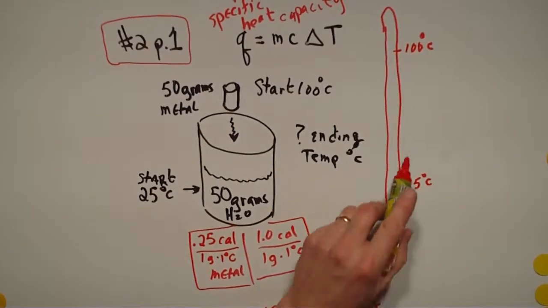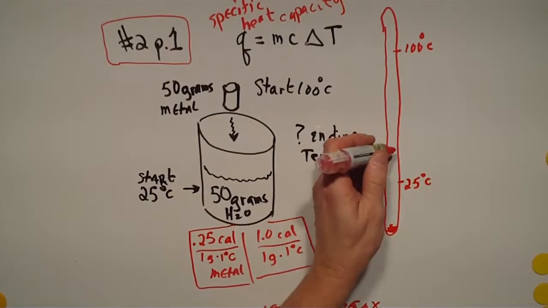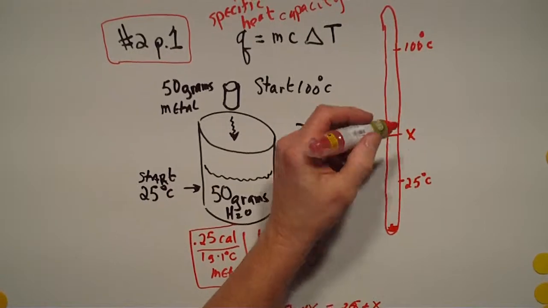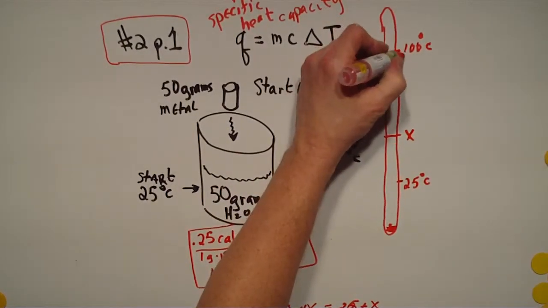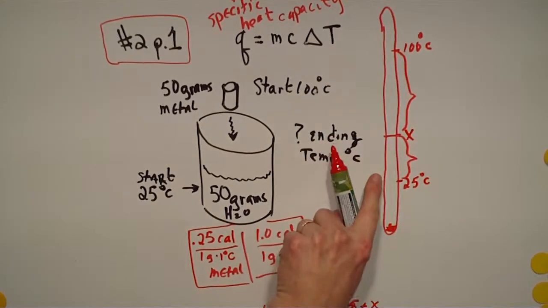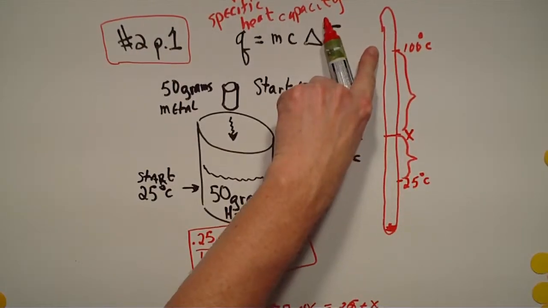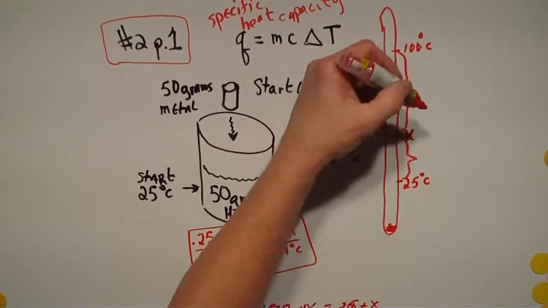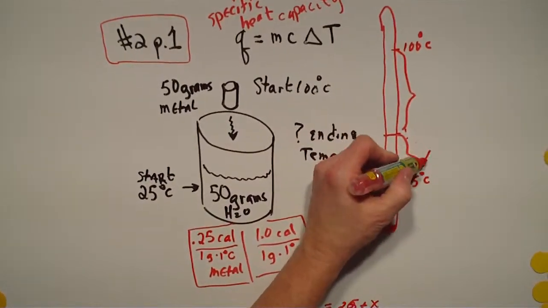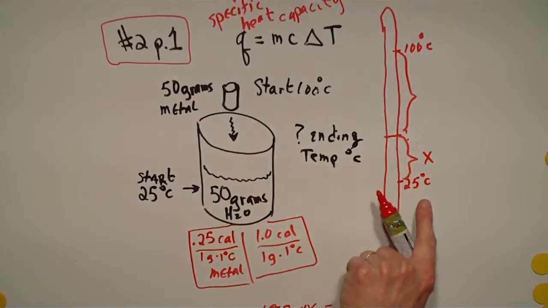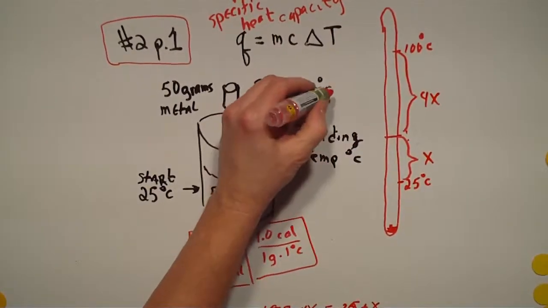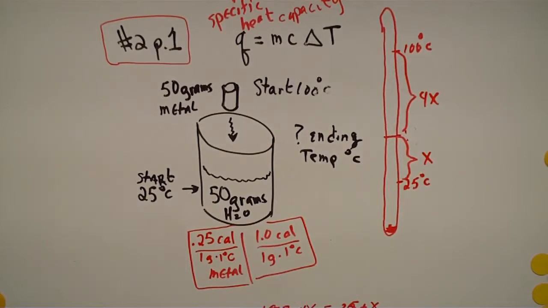So if we go over here to our thermometer, we're looking for some temperature, X, shall we call it, and the metal starts up here, so we're going to try to arrive at some temperature X, and here the water is going to go up by a certain amount, and the metal is going to go down by a certain amount. But let's not make that X, let's make the change in temperature X. Here the change in temperature for the water is going to be only 1/4 what the change in temperature will be for the metal.